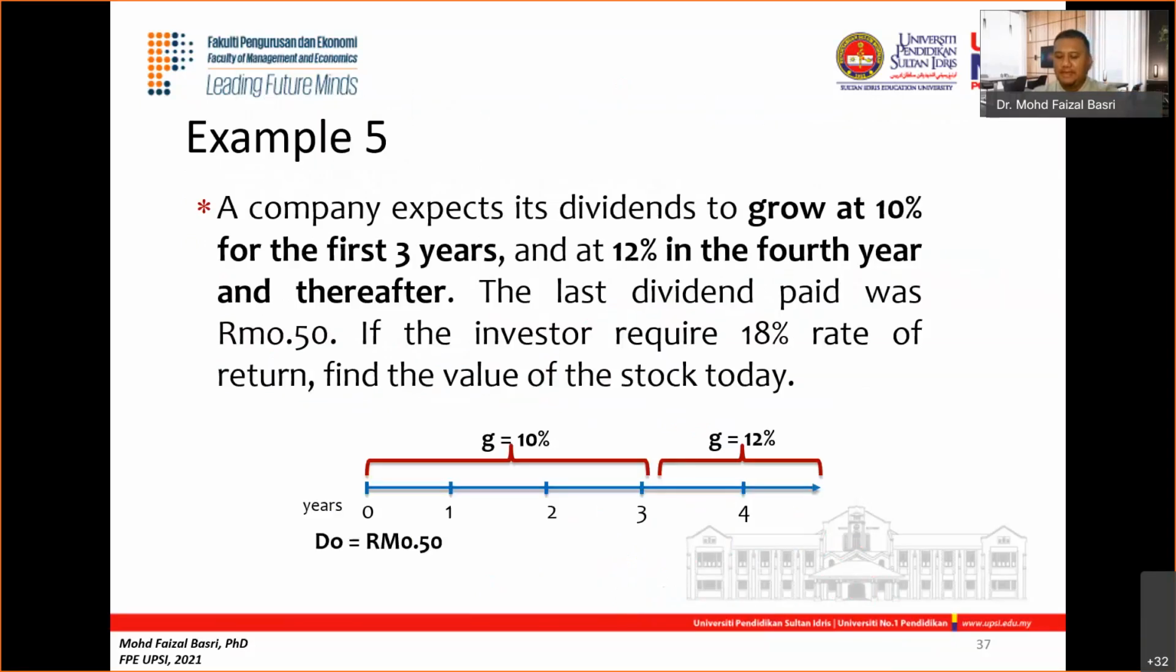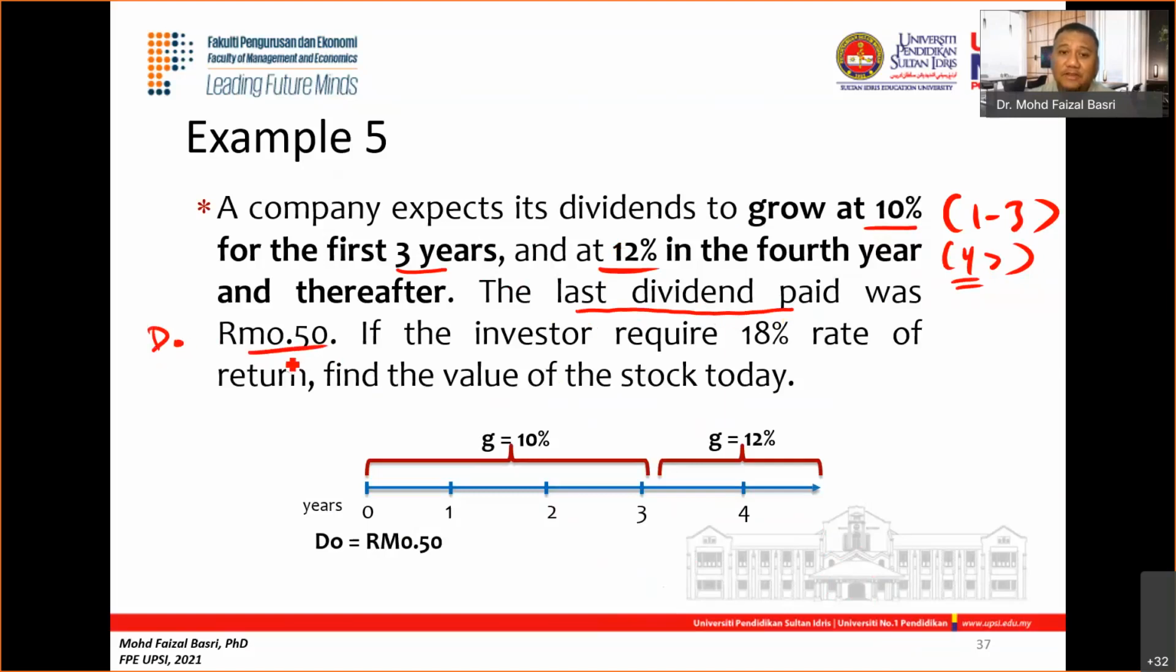Example number 5. A company expects its dividend to grow at 10% for the first 3 years. So for year 1 until year 3, it will be 10%. And then it will be 12% 4 years onwards. So our final G change happens in year 4. So kita akan pegang year 4 ni as our final G. The last dividend paid, this is the keyword, was 50 cents. So again, this is our D0.